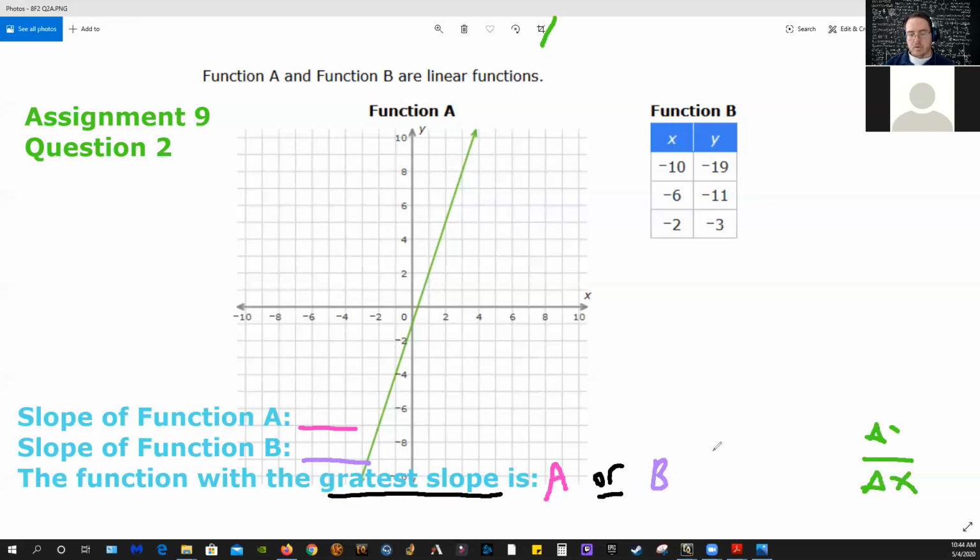And your answers are going to be, okay, so the slope of function A is the slope of the graph, the green line. The slope of function B, you're going to have to do that with your equation, change in y over change in x. So you'll give those as the answers for A and B. And then for your greatest slope, you have to tell me, is it A or is it B?